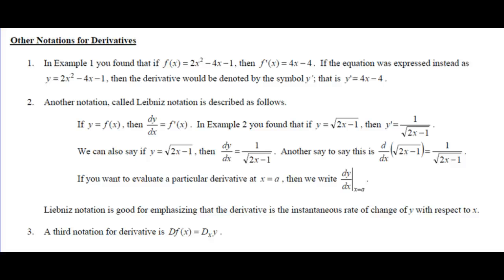Other notations for derivatives. Okay, so nothing to write here. This is just showing you how. So in example 1, you found that if f of x was 2x squared minus 4x minus 1, then f prime of x was 4x minus 4. If the equation was expressed instead as y equals 2x squared minus 4x minus 1, then the derivative would be denoted by the symbol y prime. Okay, so if we have f of x, the derivative is f prime of x. If we have y equals, then the derivative is y prime. Okay, just notation.